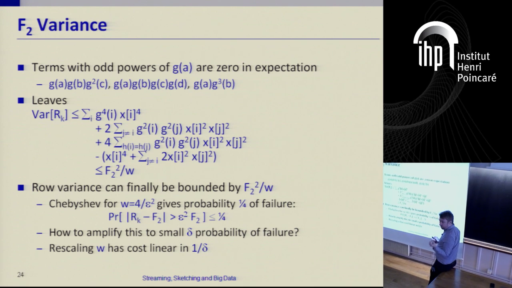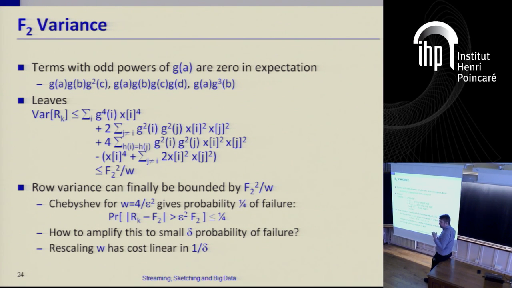So that says for any single row I get an estimate that with constant probability is good. But I want to go from just saying constant probability to saying high probability. I want to make this failure probability very small.